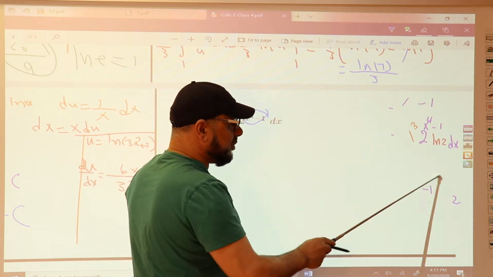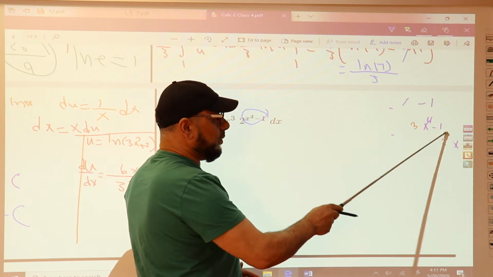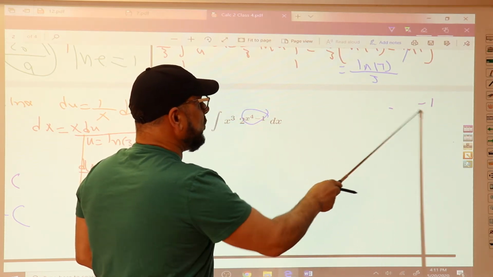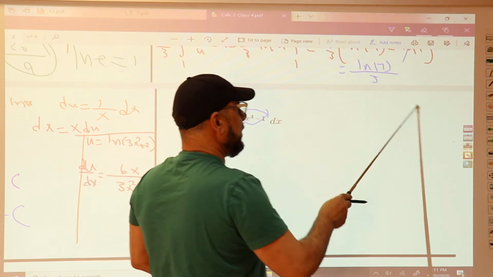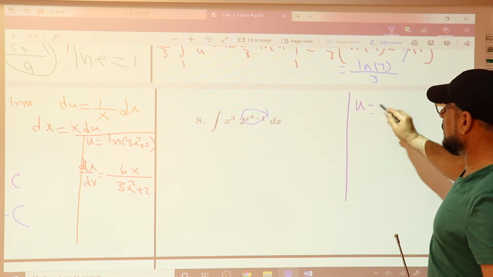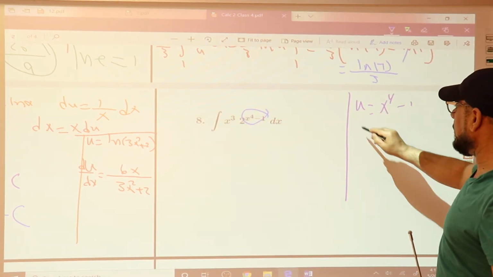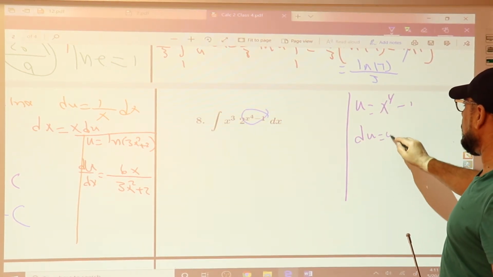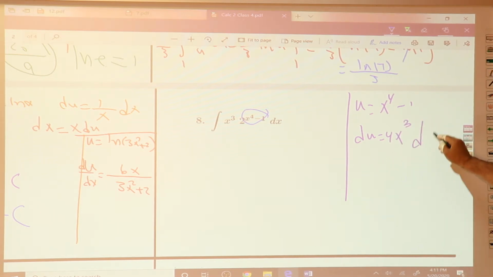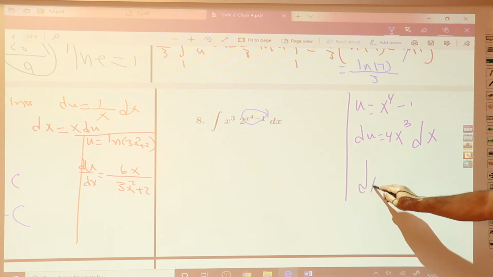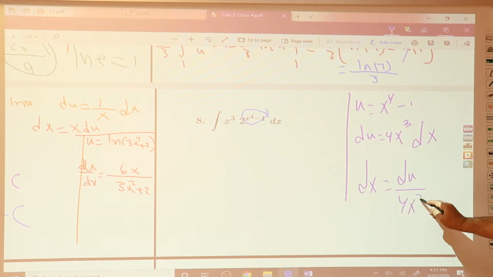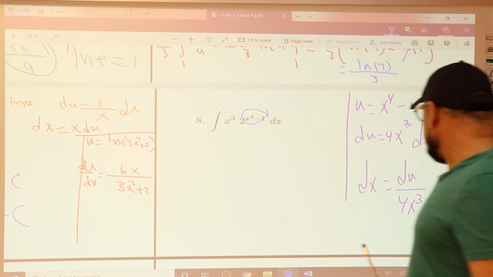But actually, we're going to choose u, right? I explained how you find the derivative, but u is only, okay, let me go back to the problem. u only x to the 4 minus 1, du equal 4x cubed only, dx. Then dx equal du over 4x cubed. Okay.